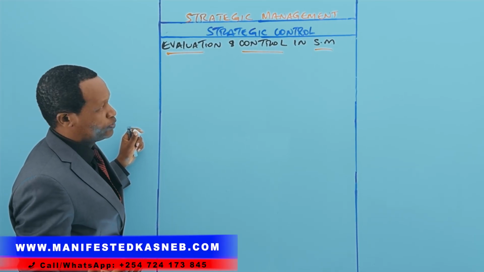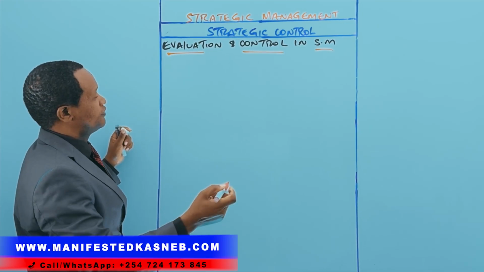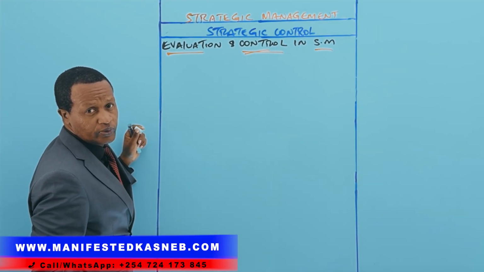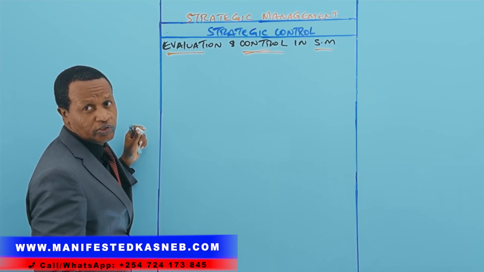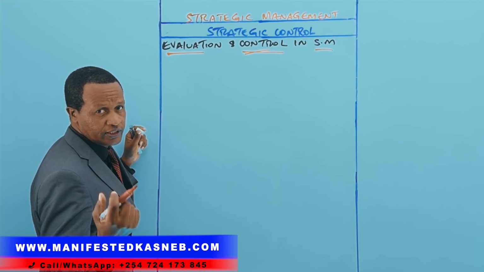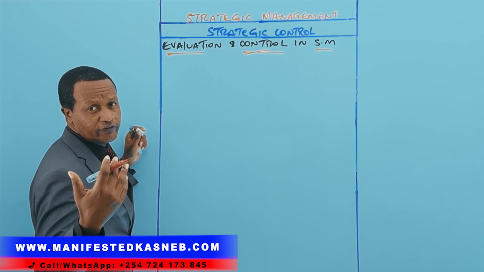Now, in this lesson, we will define the meaning of evaluation. We will define the meaning of control. Then we will analyze reasons why evaluation and control is important. Understand? Yes. So first of all, what is the meaning of evaluation?